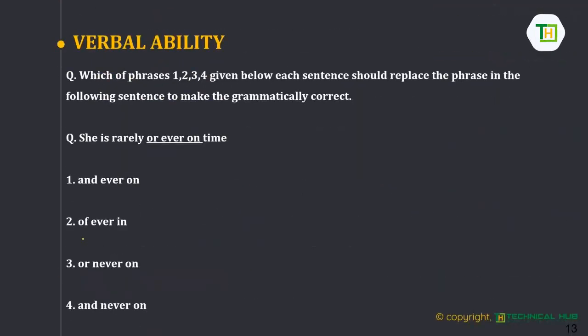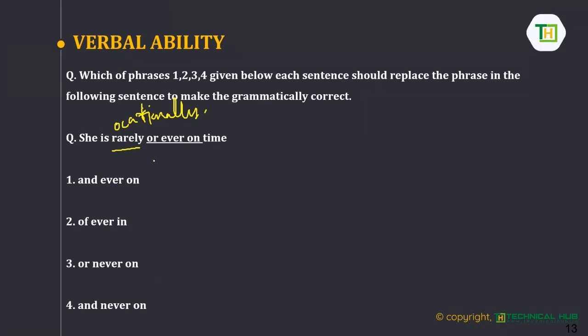Which of the phrases 1, 2, 3, 4 given below should replace the phrase in the following sentence to make it grammatically correct? She is rarely or ever on time. So what is the meaning of rarely? Rarely means occasionally, very rare. She very rarely comes on time.